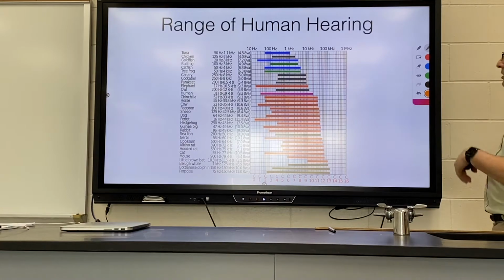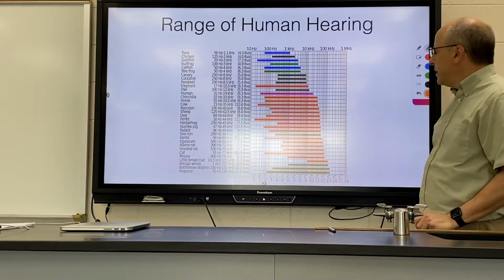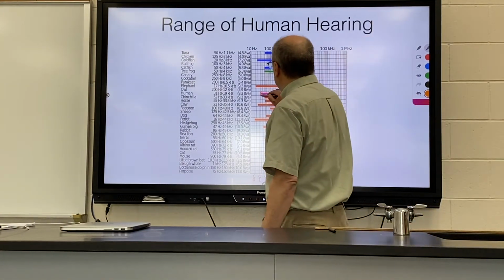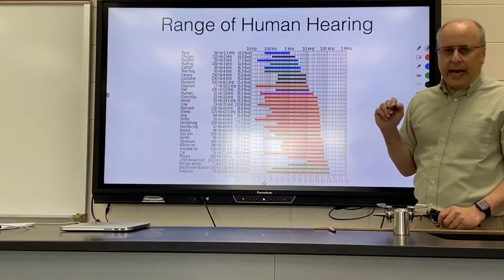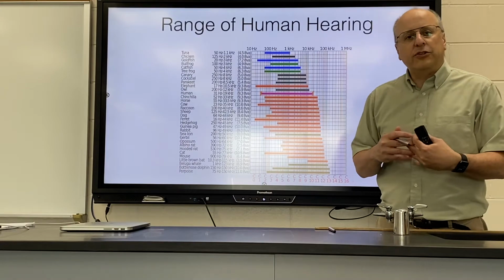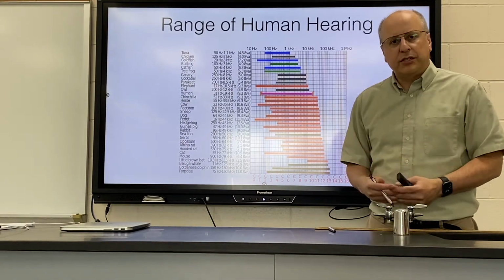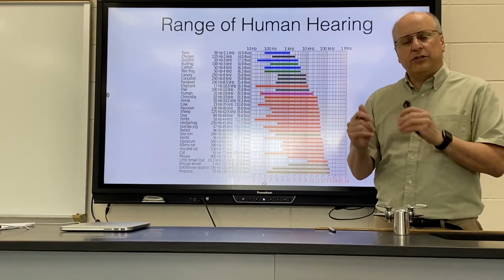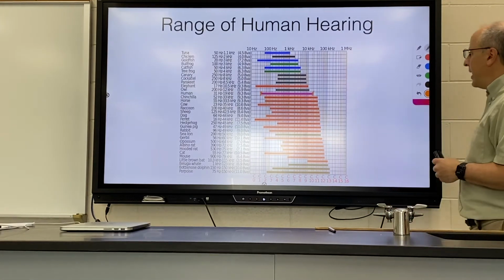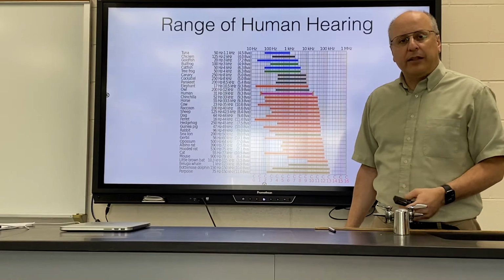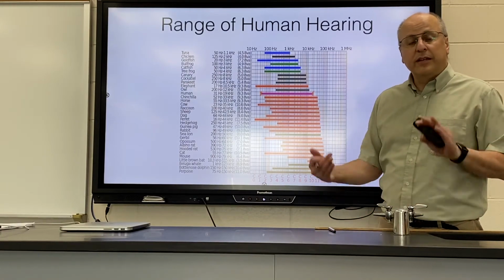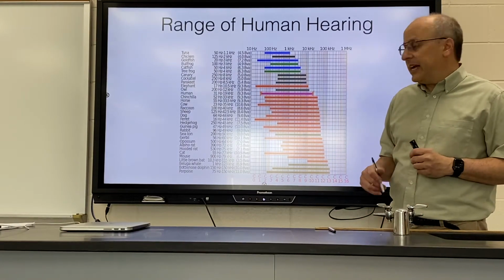Okay, here is a chart showing you a bunch of different animals. And again, with humans, you can see we start around 20 and we end around 20,000. Realize that as your body ages, this range of hearing tends to contract. You can also do damage to your hearing by listening to too much loud music or sounds, and that will cause it to contract faster.